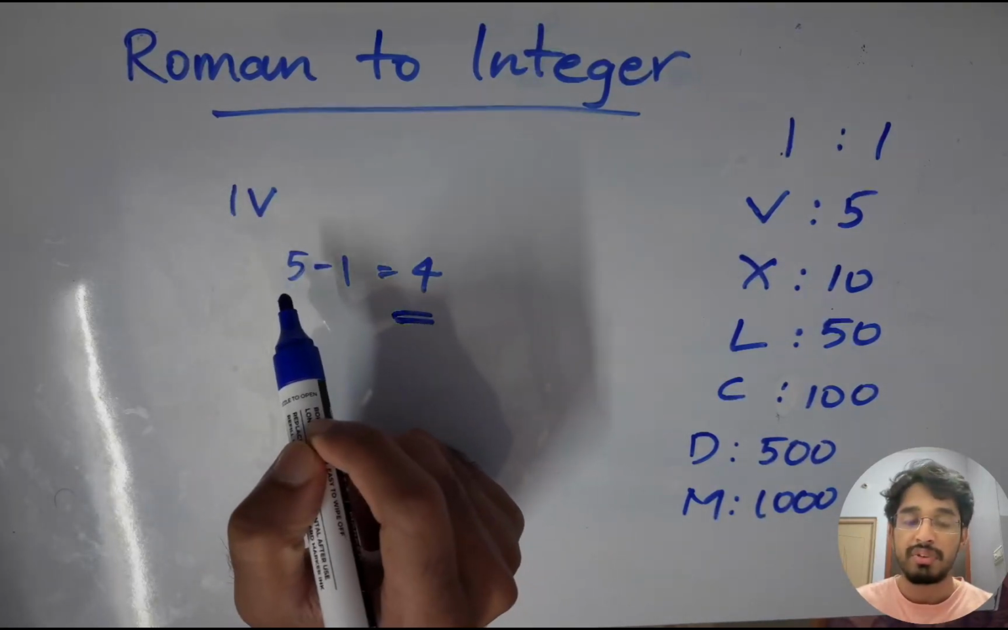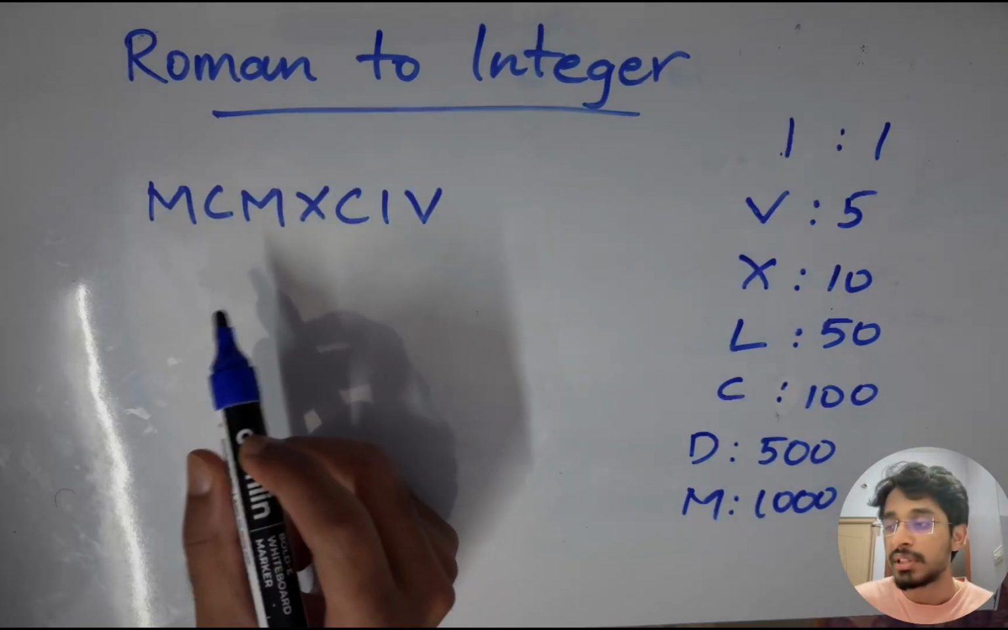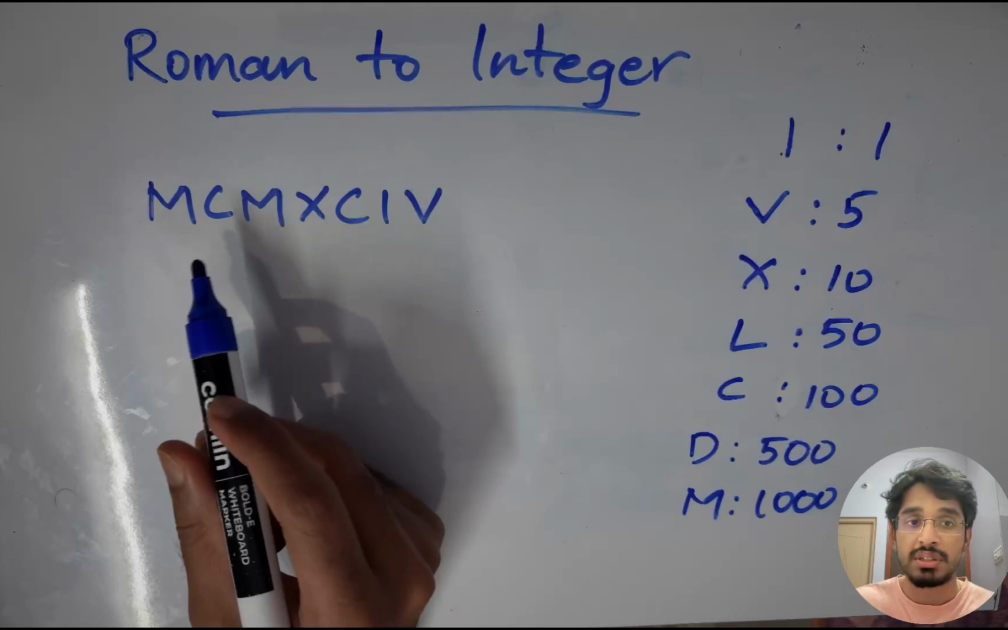Okay, so if I just take another complex example, so this is another fairly complex example which we need to calculate the integer for this Roman value.